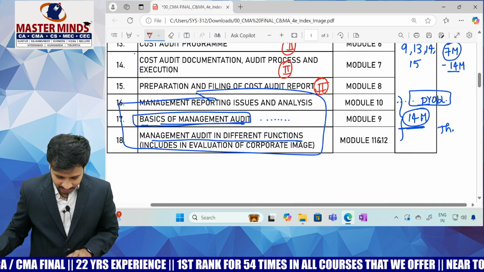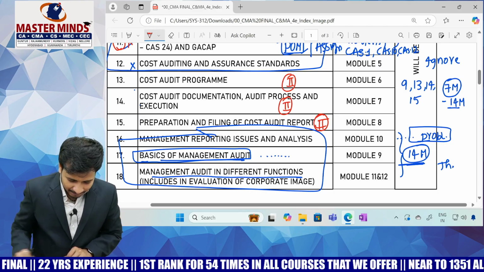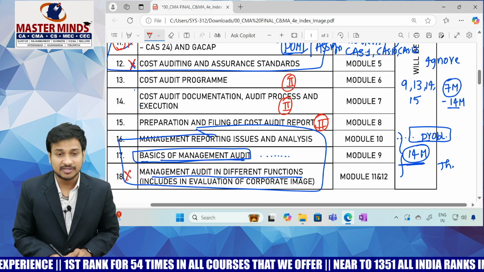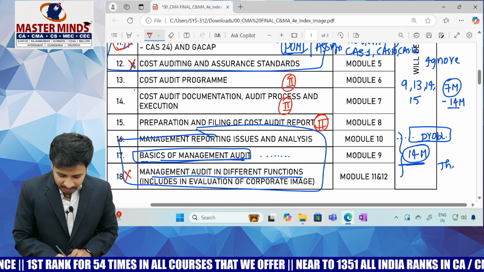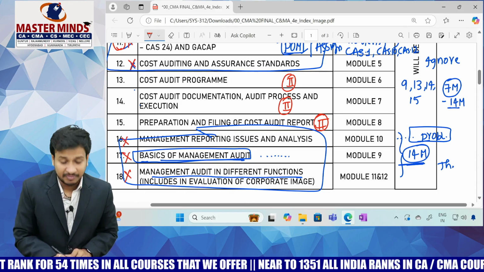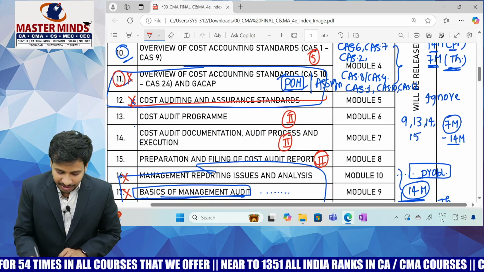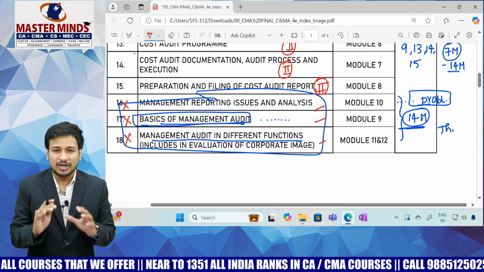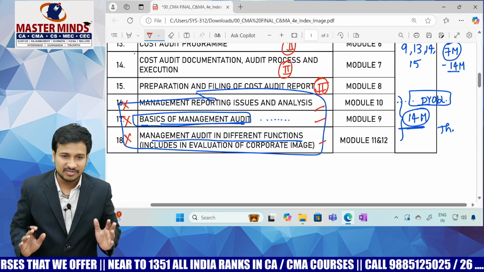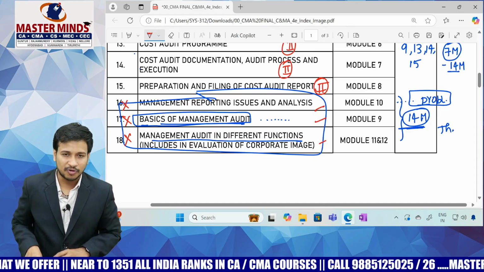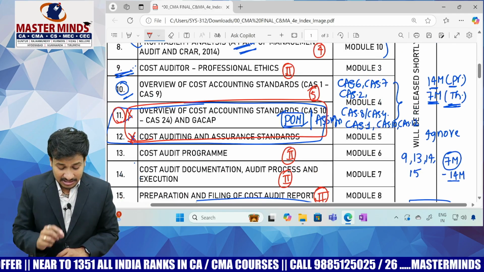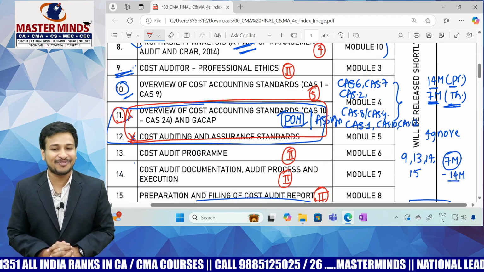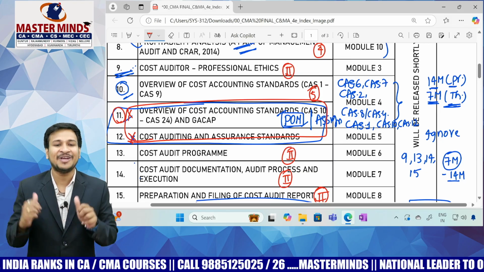And the next, you can happily ignore cost auditing and assurance standard, management audit in different functions because it's typical, management reporting, issues and analysis, basics of management audit. These two things outright you can leave, these things prepare. But if you would like to take a risk, then you can leave these 3 things. Otherwise, no, don't leave. Even leaving CAS chapter number 11 and chapter number 12 is absolutely not at all risky. And my dear children, this is your day before examination strategy for cost and management audit. All the best.